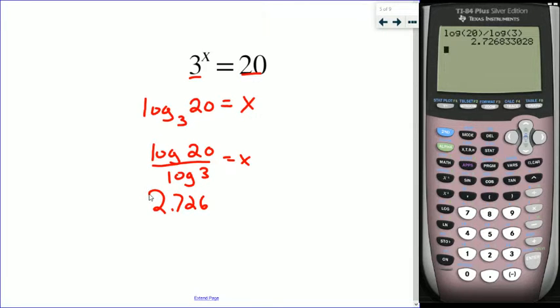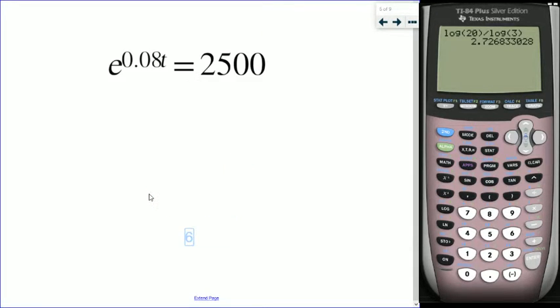It's like 2.7268, so let's round it up to 2.727. Why not? Let's get weird. 2.727 equals x. Okay? So use that same idea.